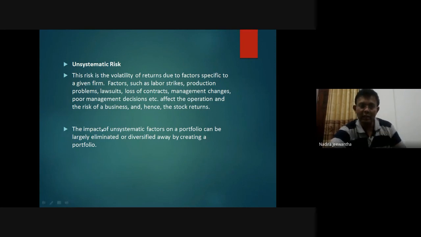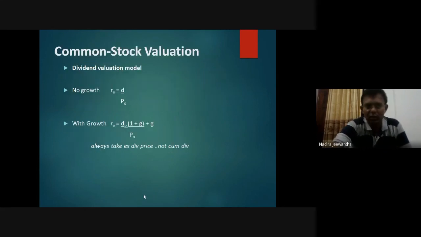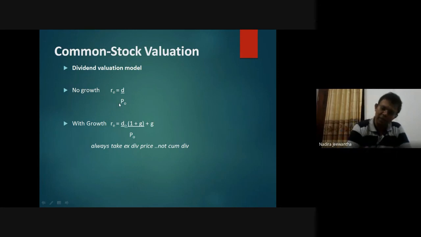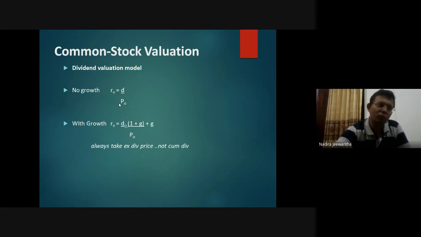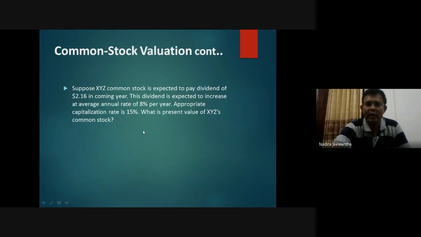Now, the impact of unsystematic risk factors on a portfolio can be largely eliminated or diversified away. Creating a portfolio, you can have different investments in different percentages. Then you can avoid this. Another method, just keep in mind, is the dividend model. So the dividend model: D divided by P, where D means dividend and P means price. Now you know every year the company is paying more dividend. So sometimes there is growth, sometimes no growth, sometimes it's constant. So there are two formulas. If it is no growth, straightforward. If it is growth, G is the growth. You can apply this, right? This is a straightforward calculation just to apply.